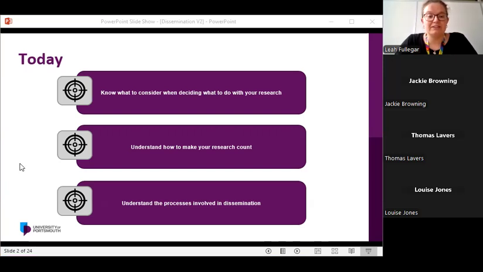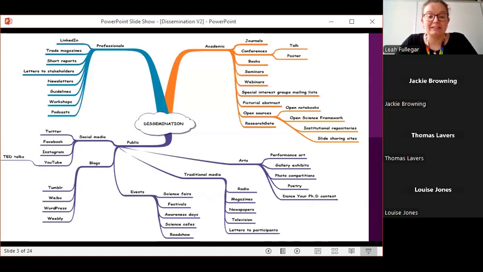So dissemination refers to the act of spreading information widely. This is possibly, as I said, one of the most important parts of any research project, because it's making sure the information you produce as part of your research ends up in the hands of the right people, people who can make a difference.